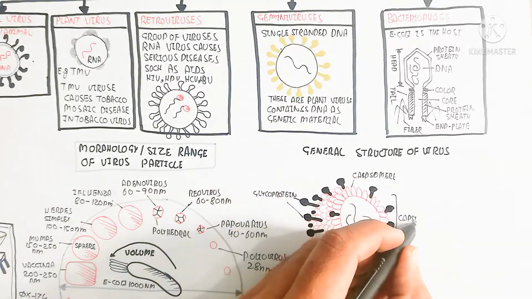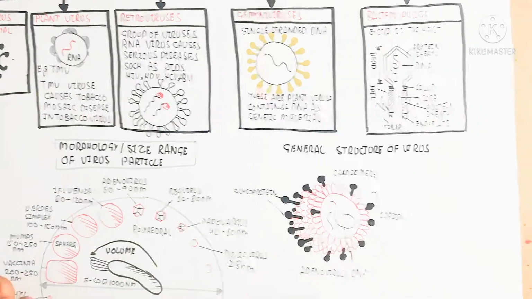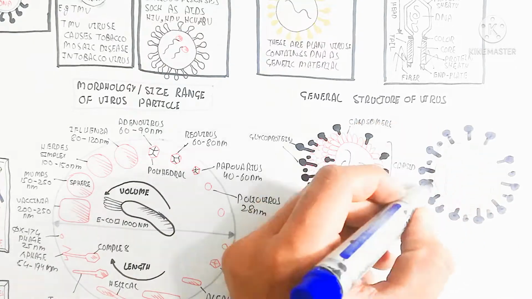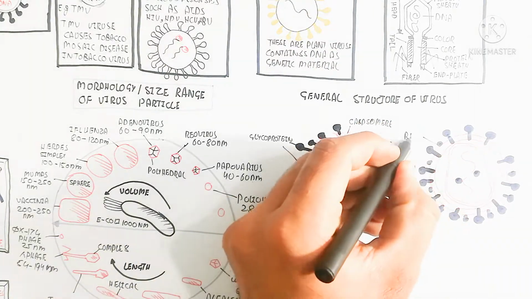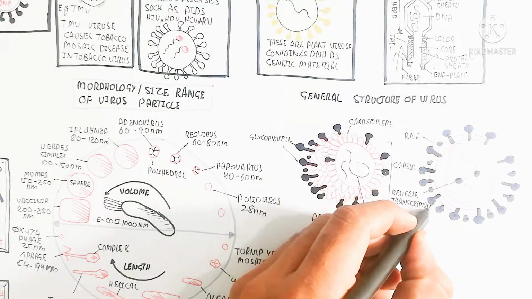Here you can see the general structure of a virus in this diagram. This is the adenovirus, for example. It contains DNA as well as glycoprotein, and capsomeres are present, which are made up of protein subunits. So this is adenovirus, and here is the AIDS virus.